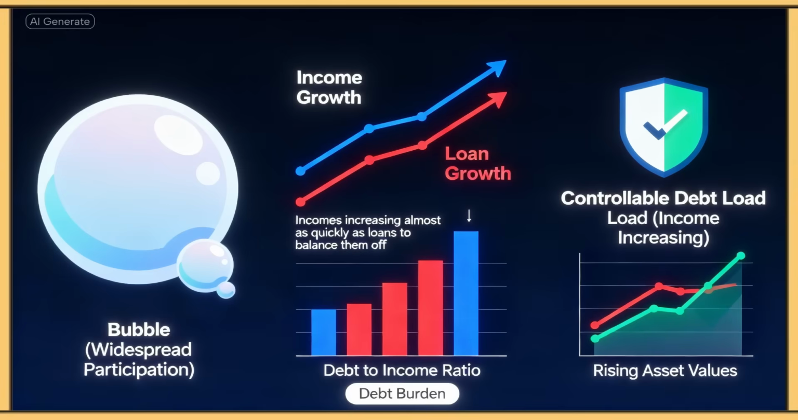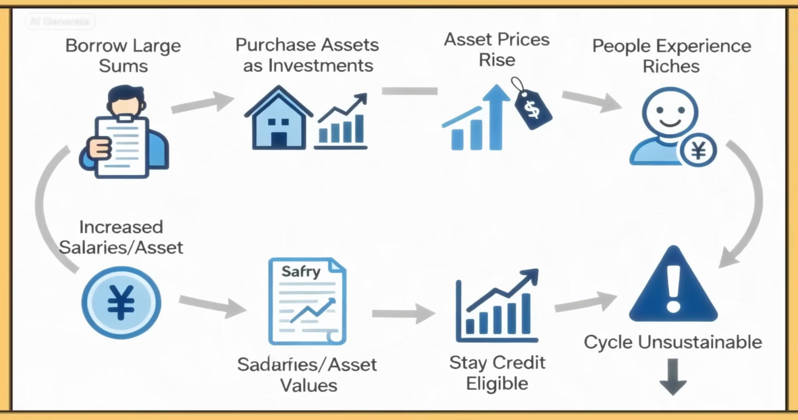Therefore, incomes have been increasing almost as quickly as loans to balance them off. Let's refer to the debt burden as the debt-to-income ratio. The debt load is controllable as long as incomes keep increasing. Asset values rise together. Large sums of money are borrowed by people to purchase assets as investments, which drives up their prices. People experience riches. Therefore, increasing salaries and asset values help borrowers stay credit eligible for a long time, even when they accumulate a lot of debt. However, this clearly cannot go on indefinitely, and it doesn't.